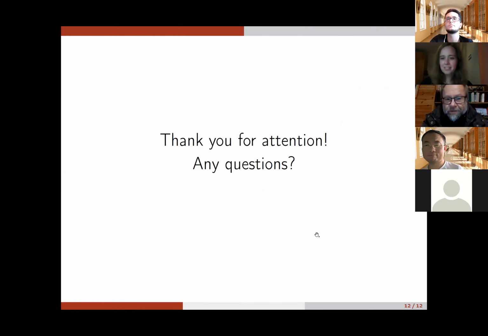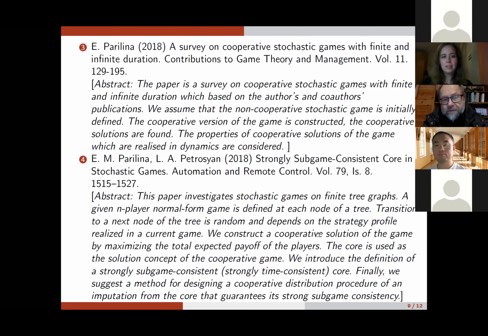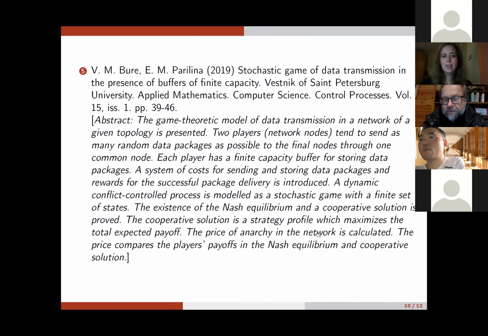Lena, as for the game on the tree, you obtained the evaluation of the price of anarchy. My question is: is it possible that the price of anarchy is equal to infinity? Of course, it depends on parameters, but is it possible for the price of anarchy to be infinite? Thank you. Yeah, it is a very nice question.